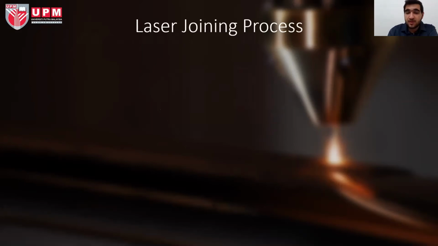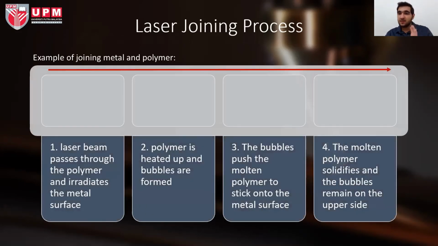Now we want to talk about the process itself. This is where we get a little bit deep. To understand this, we're going to pick only one particular example, and that is metal and polymer. Naturally, if you pick metal and ceramic, or polymer and ceramic, we will get different types of outcomes. So here we only talk about one of these things. And this is how the process begins.